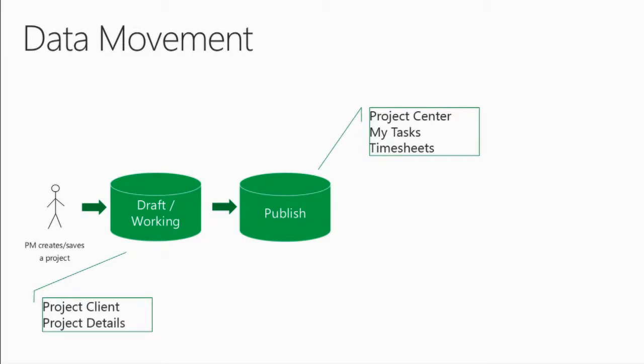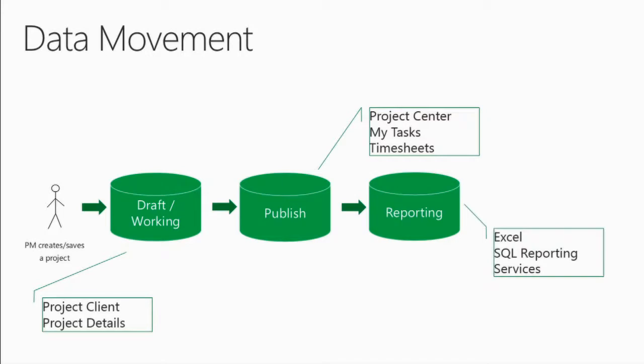At the same time, once that publish operation happens, additional jobs go on the queue to update the reporting store. After publish has been updated, we then take that project, denormalize it into our reporting database, and now you can report on it and pull that data from the OData endpoint and start using Excel or SQL Reporting Services or whatever other BI tools you use to report on the data.